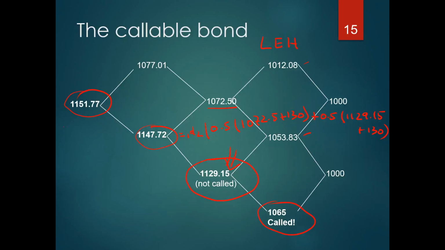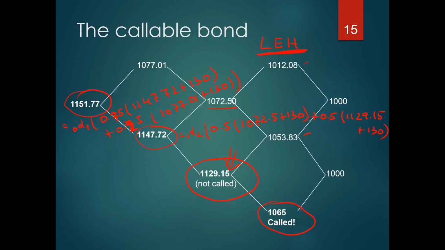You can use exactly the same trick for this one, for the 1151.77. So this one is going to be equal to the discount factor, and then the probability of going down is 0.25, and then it's going to be 1147.72 plus the coupon, because you're going to receive that coupon in that year, plus 0.75 times, actually this is 1075, this is 0.75, this is 0.25, this is 1077.01 plus 130. So actually this trick, you can only use it when we're under the local expectation hypothesis. Otherwise, you must do synthetic replication.